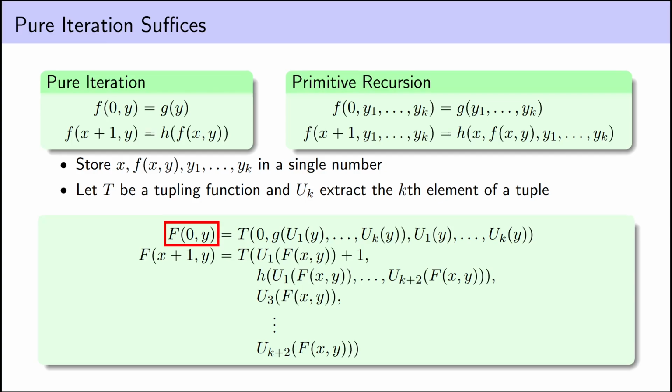The precise construction looks something like this. The starting value of capital F is given by tupling the starting value of x, the starting value of lowercase f, and the starting values of the other parameters y1 through yk. Then on the update step, we're updating all of these values, adding 1 to the first value, updating the value of lowercase f by running all the data h needs through h, and then the values of y1 through yk don't update at all.